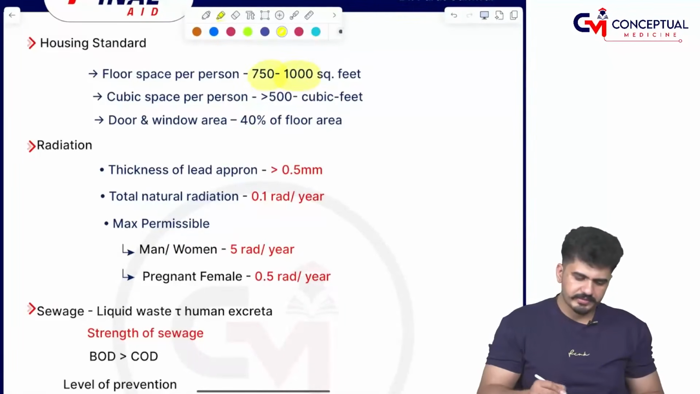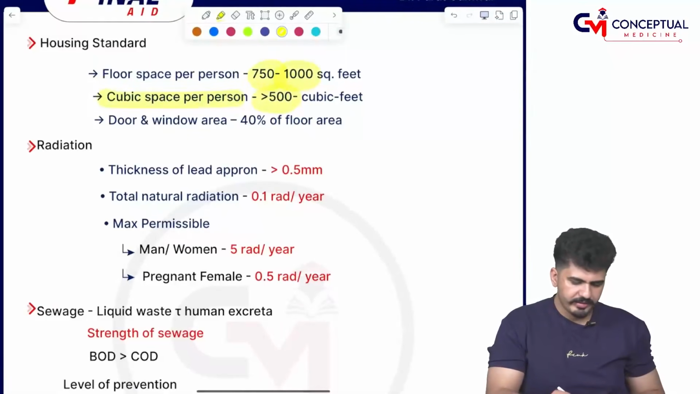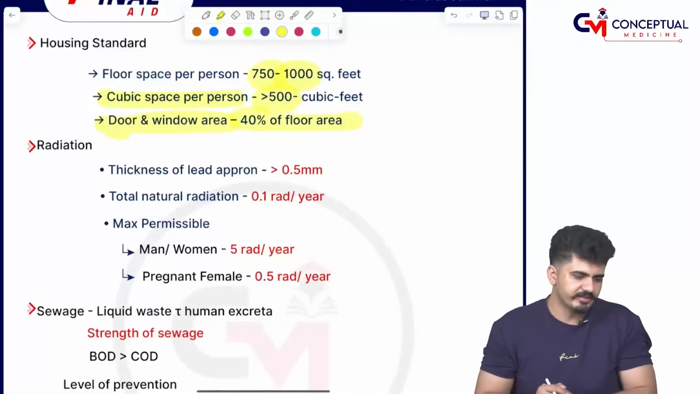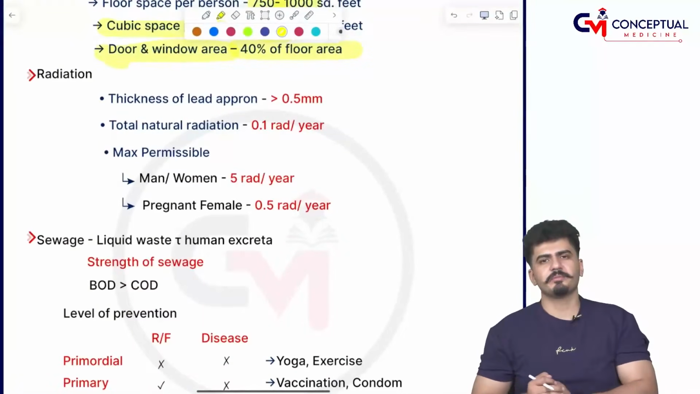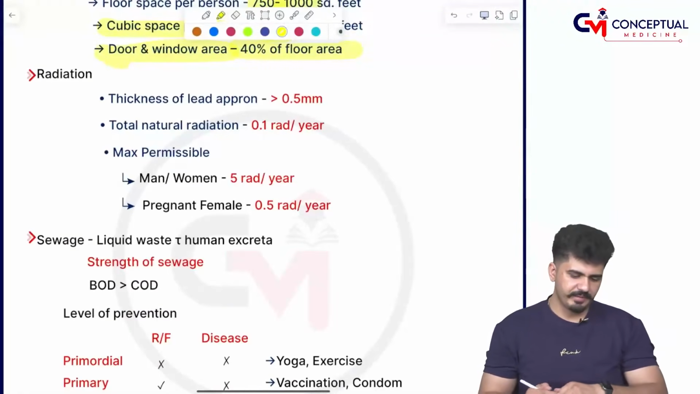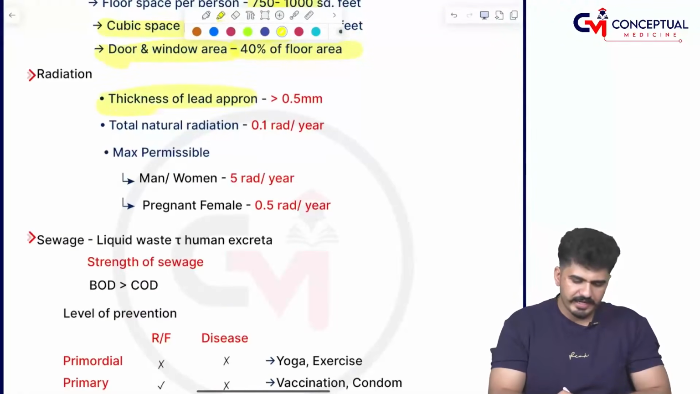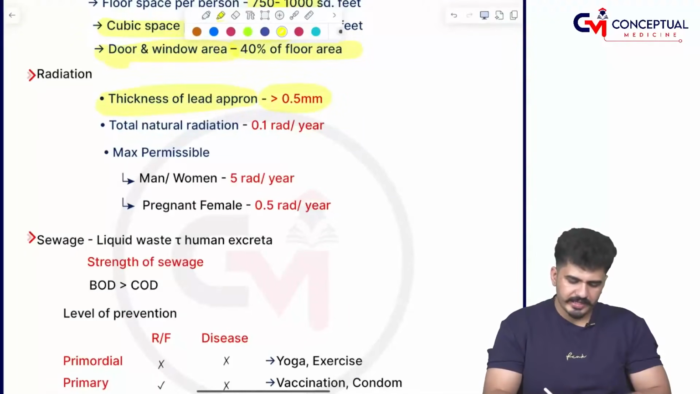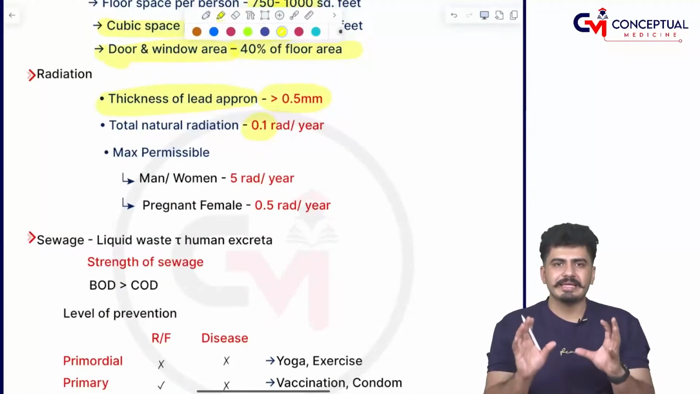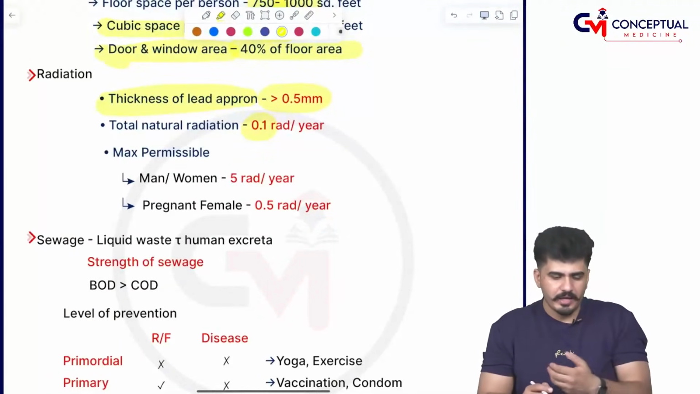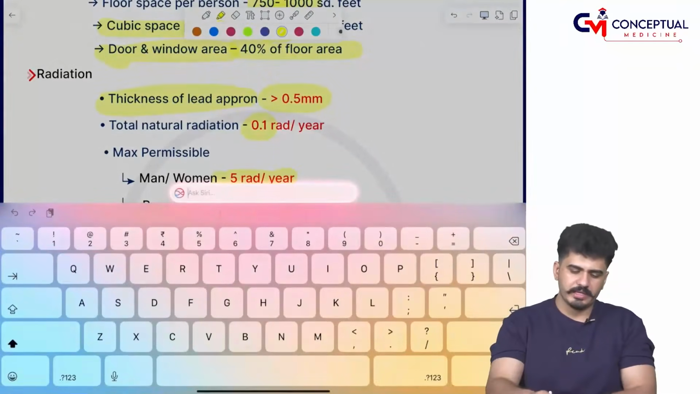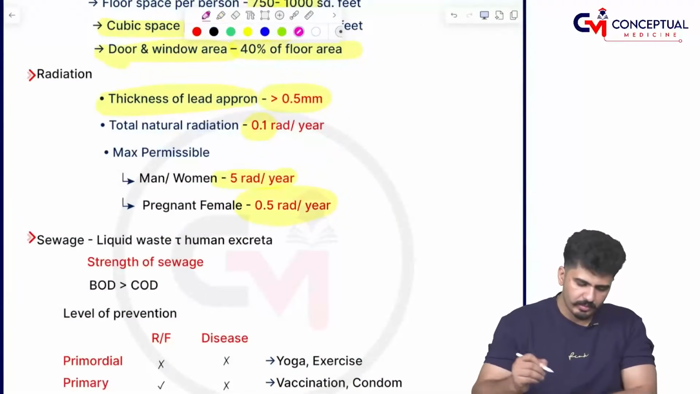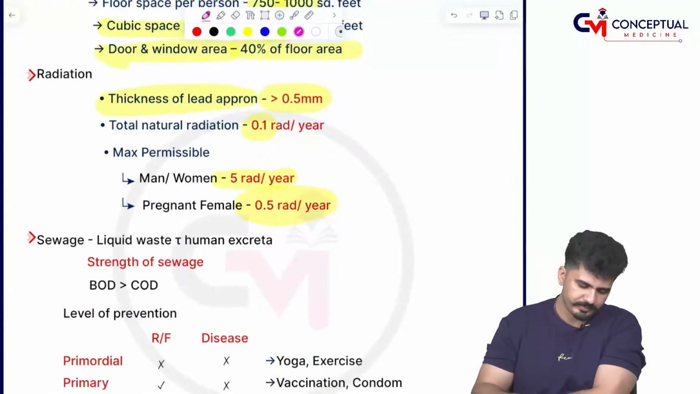Sir. Housing standard, floor space per person should be 750 to 1000 square feet. Cubic space should be more than 500. Door and window area should be 40% of the floor space, whatever we are having, sir. Now radiation is also important topic from where the question has been asked in the previous exams. Thickness of a lead apron is more than 0.5 mm. Total natural radiation is 0.1 rad per year we are receiving, and max permissible in case of a normal man and woman is 5 rad in a year, but if pregnant female is there, 0.5 rad a year only it is allowed, sir.